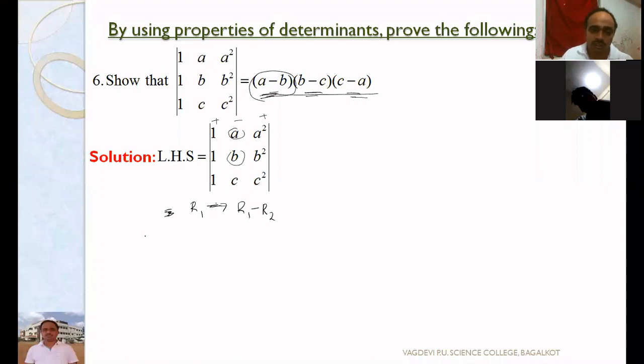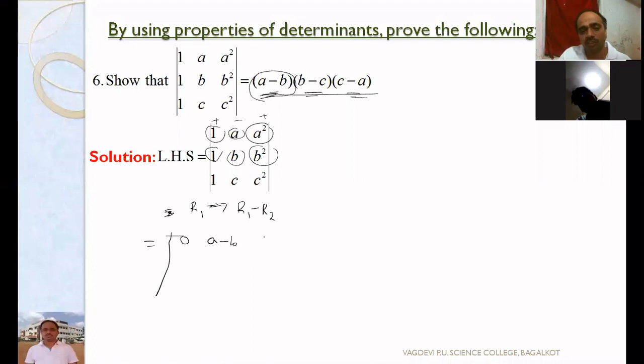Right. Now tell me what I get. By doing R1 minus R2, what do I get? First number is 1. This is R1, which has 3 elements. R2 also has 3 elements. So 1 minus 1 is 0. 1 minus 1 is 0. And what is next? This is A minus B. And next, this is A square and this is B square, so I get A square minus B square.